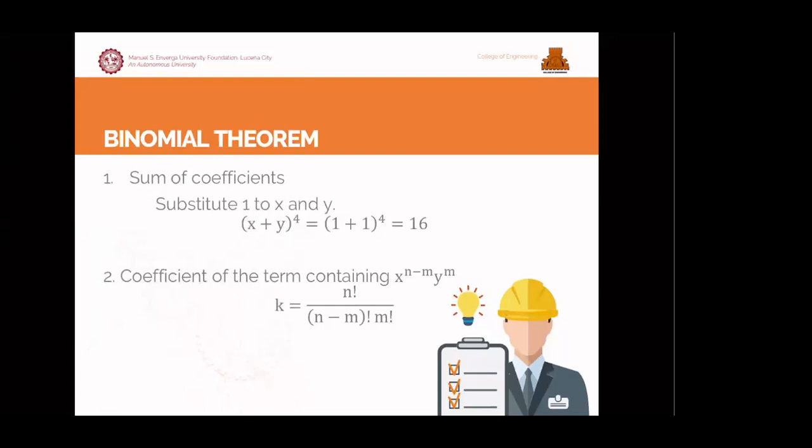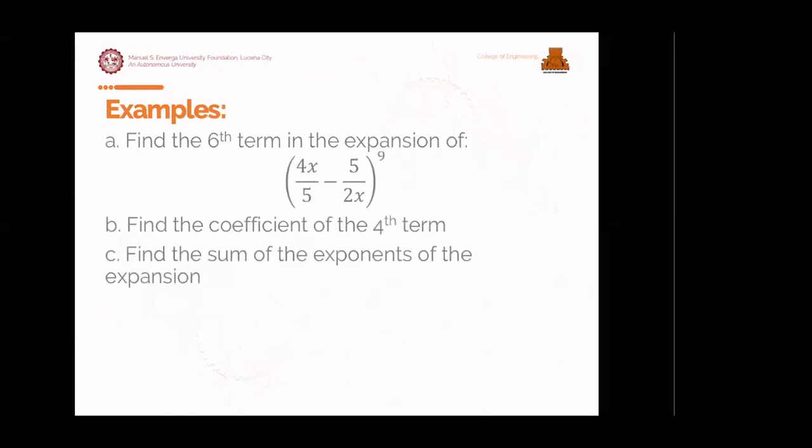And then, raise natin dun sa power na naka-raise sa kanya. So, let's say, for example, x plus y raised to 4. So, 1 plus 1 is 2. 2 raised to 4 is 16. And kapag halimbawa, coefficient lang pinapahanap, and then, may given naman kung which particular term, ito yung pwede natin gawin. n factorial over (n minus m) factorial times m factorial. Okay? So, paano natin gagamitin yan sa problem, no?